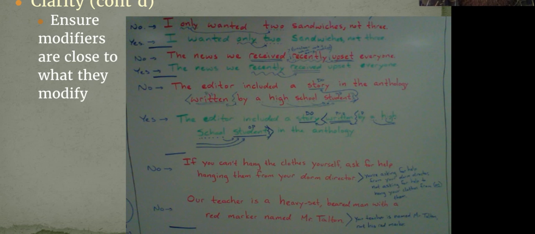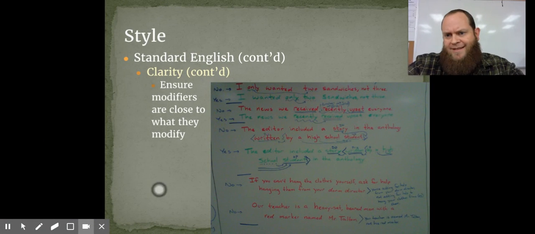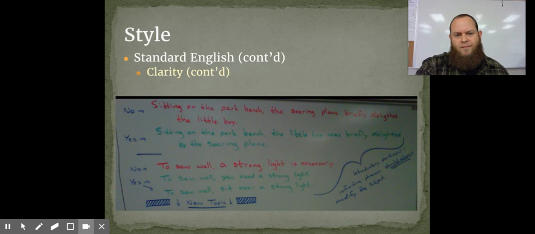Or, for example, our teacher is a heavy-set bearded man with a red marker named Mr. Talton. Okay, so that makes it sound like your teacher, this heavy-set bearded man, has a red marker that he named Mr. Talton. And that is not it at all. That teacher's name is Mr. Talton, and he just happens to have a red marker.